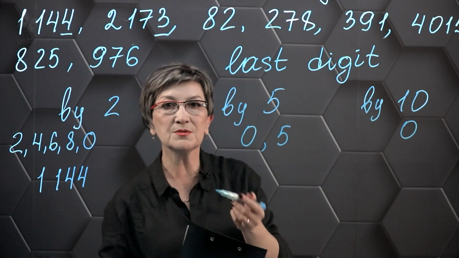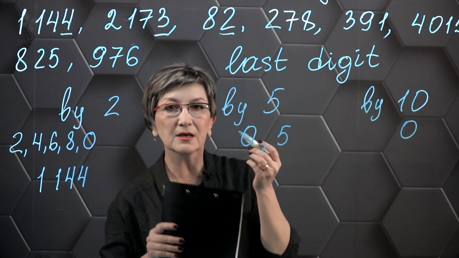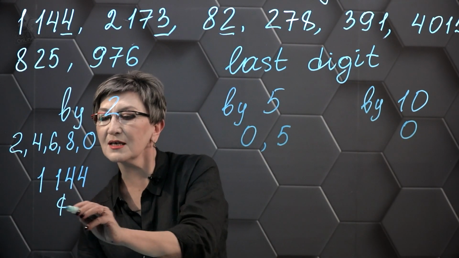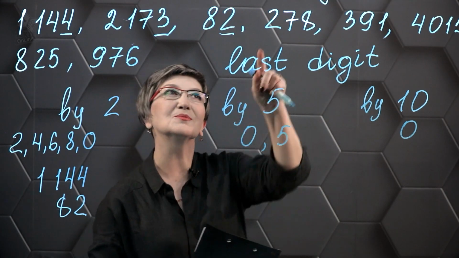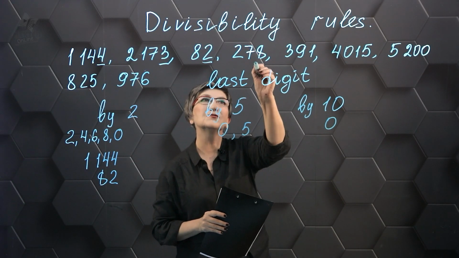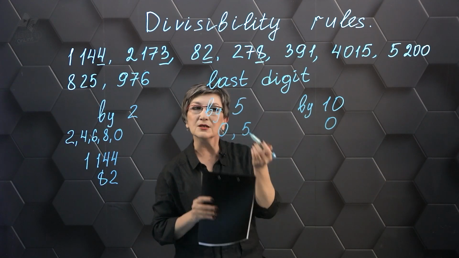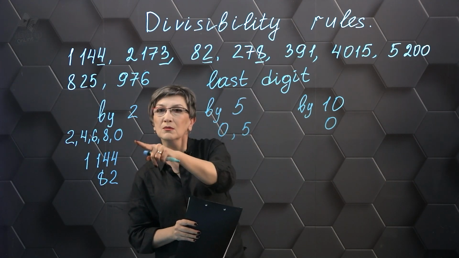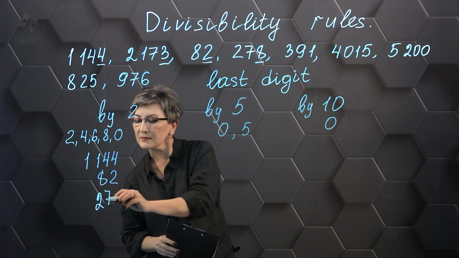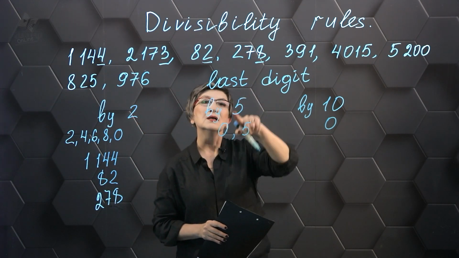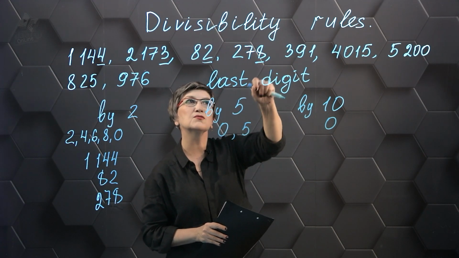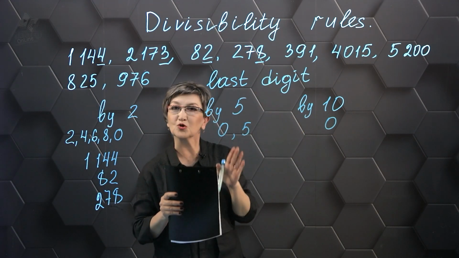The next number is 82. The last digit is 2. And then 82 can be divided by 2. Let's write it down. The number 278. The last digit is 8. Then this number, by the rule, can only be divided by 2. You can't divide it by 5 because the last digit is 8. And you can't divide it by 10 either.